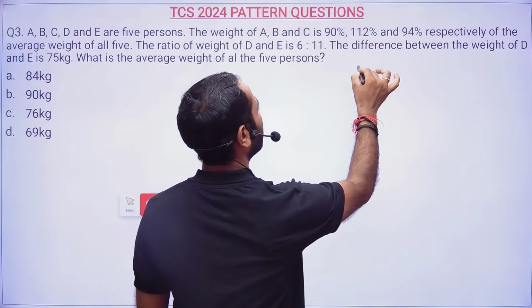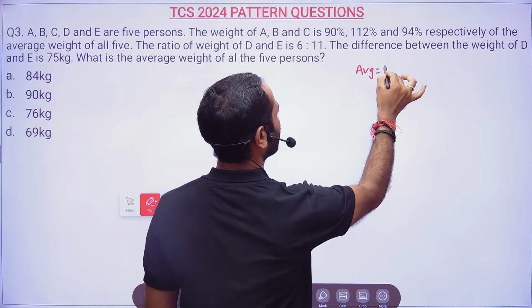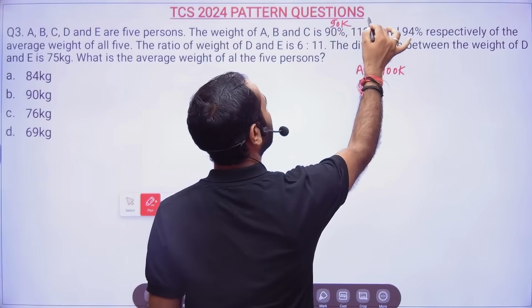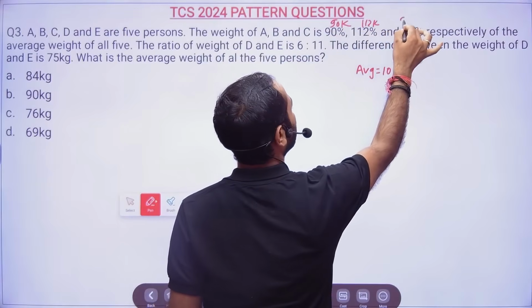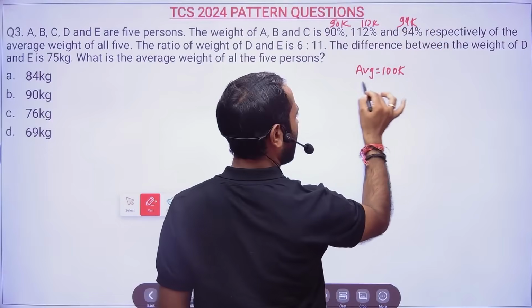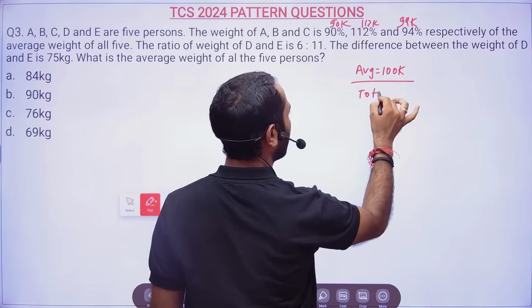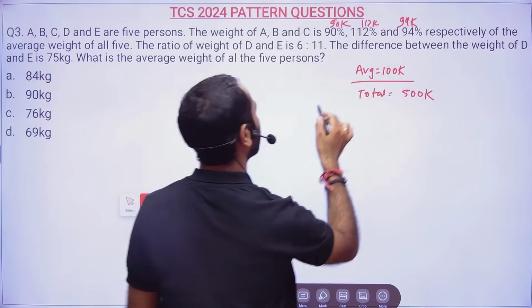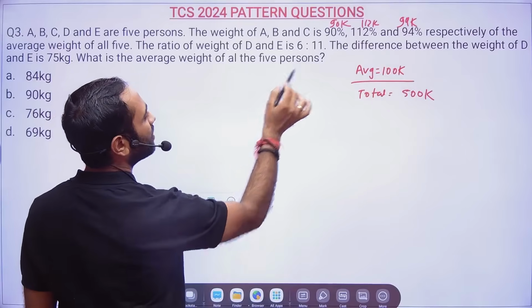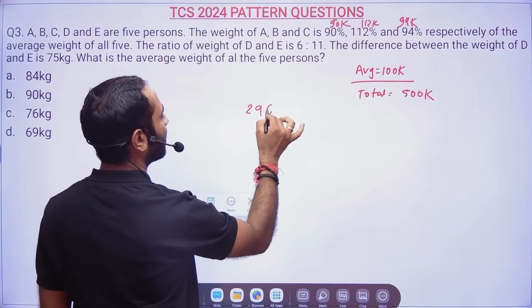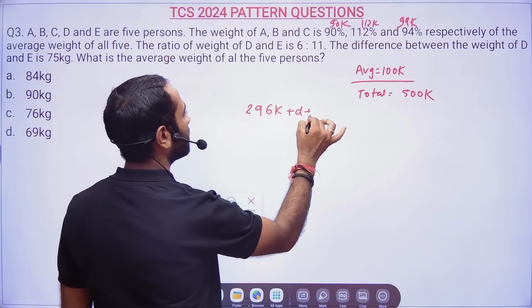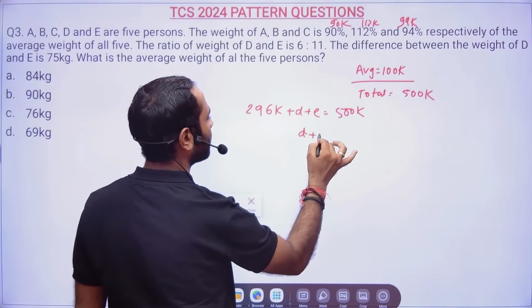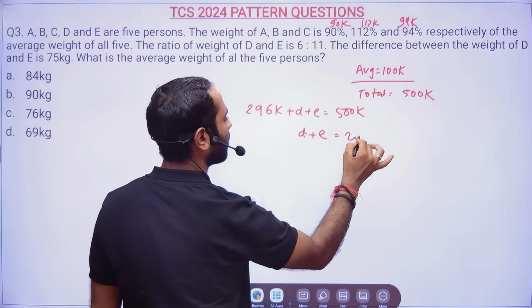So the average weight, I am assuming 100k. Then A will become 90k, this will become 112k, and this will become 94k. Total will become what, my dear friends? 500, as 5 people are there, right? Now A, B, C total will become 296k, and plus D plus E will be 500k. So D plus E will become 204k.